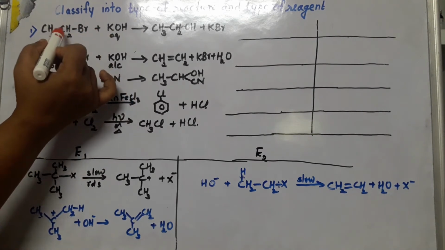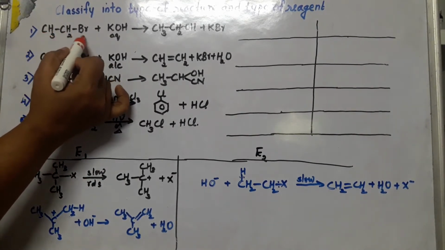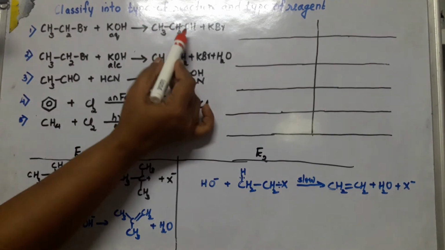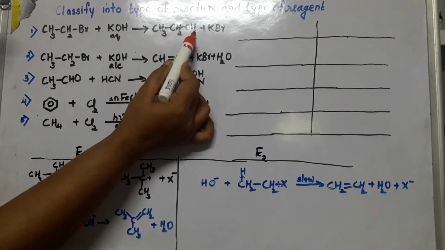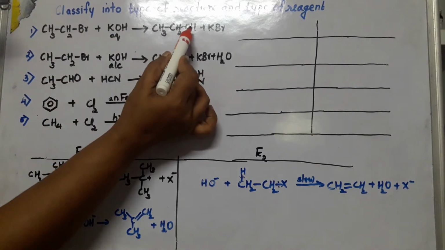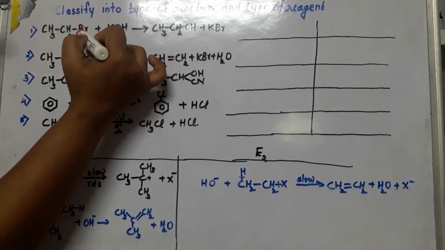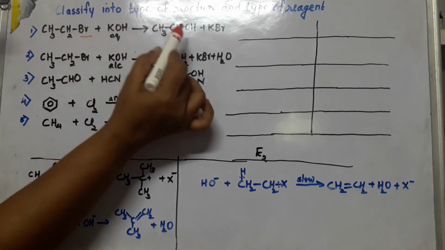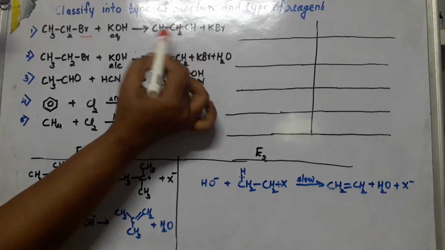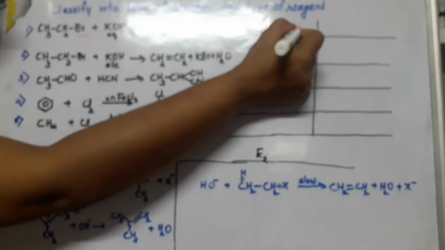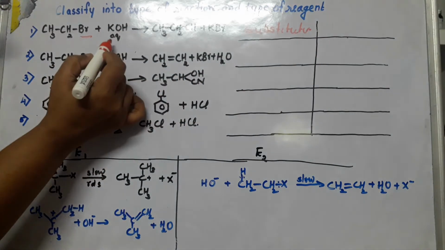Just look here, it is ethyl bromide. Now the first carbon is connected with bromine. In the product, the first carbon is connected with OH. So bromine got replaced by OH. So that shows it is substitution. Nothing extra has been added, only one has been substituted. Bromine has been substituted by OH. So we can classify this reaction as a substitution reaction.